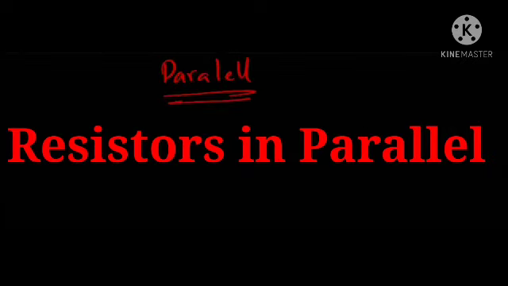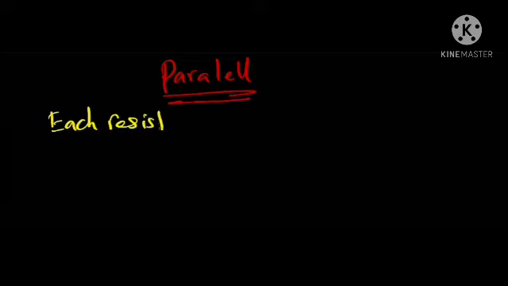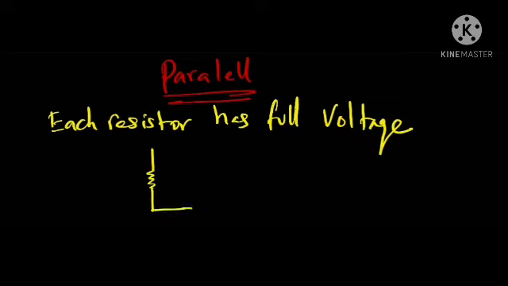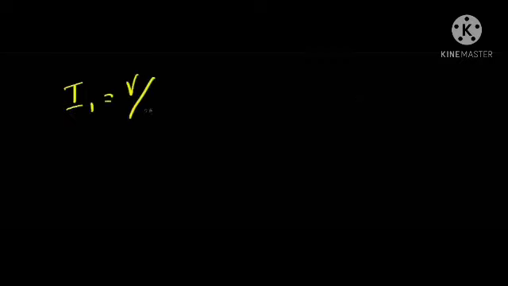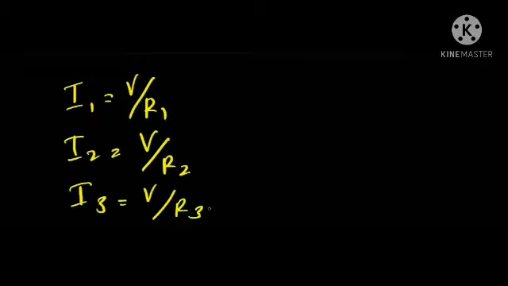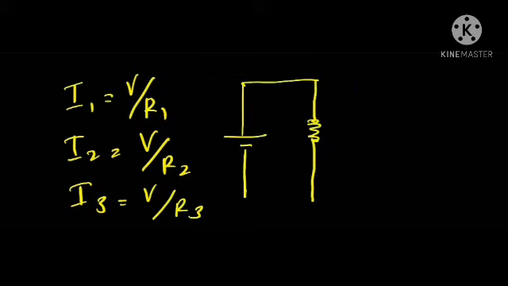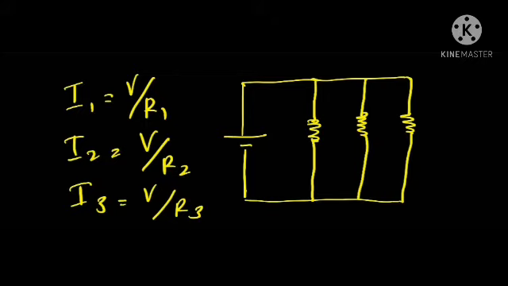Ohm's law and parallel resistors. Each resistor in the circuit has the full voltage. According to Ohm's law, the currents flowing through the individual resistors are I1 equals V over R1, I2 equals V over R2, and I3 equals V over R3. Conservation of charge implies that the total current is the sum of these currents.